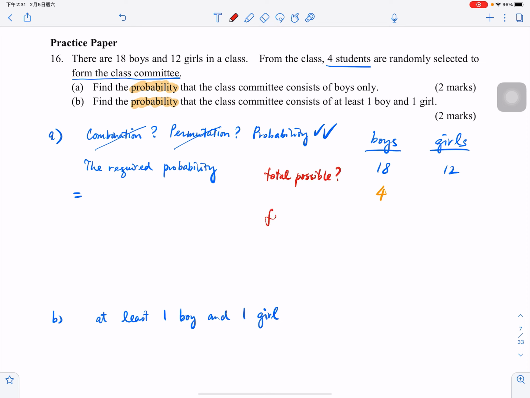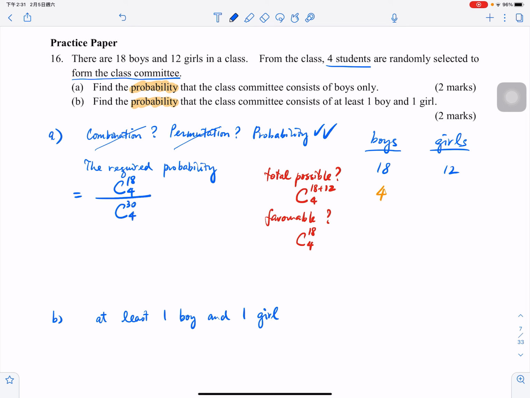Okay, then what are the favorable outcomes? Total possible, that means there are total how many students? You choose 4, right? And favorable, you need to choose all boys, that means 18 boys. From 18 boys, you choose 4 of them. So as a result, the favorable outcome is 18C4 over 30C4, right?